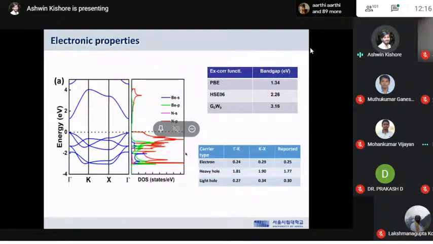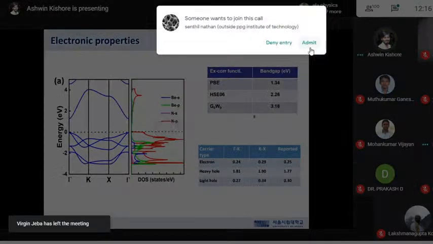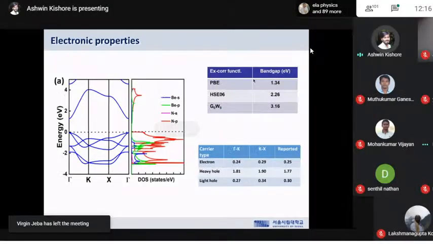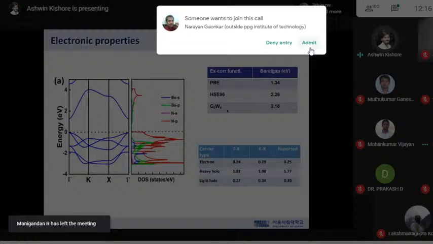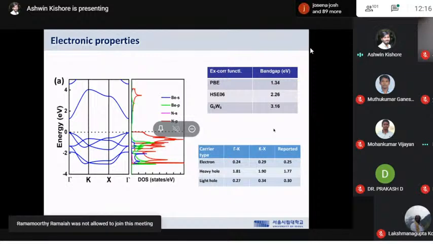Now the electronic properties of the BN2 monolayer: it's a direct band gap, where the valence band maximum and conduction band minimum are at the same point. We calculated the band gap using different functionals: PBE, HSE, and GW. Usually PBE will underestimate, and the hybrid functional will improve the band gap. However, if you want to predict a band gap closer to the experimental value, we need to go for the GW band gap. So we calculated the GW band gap, which is 0.16.